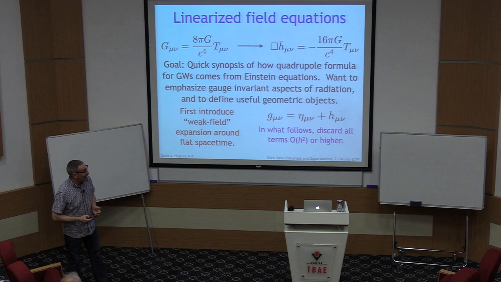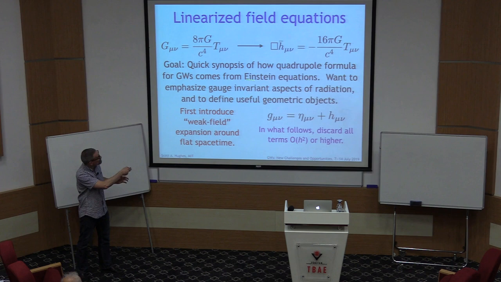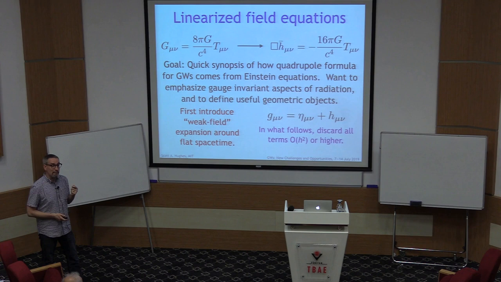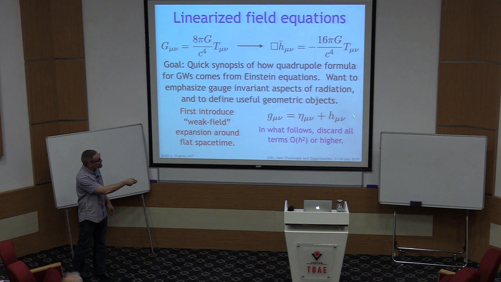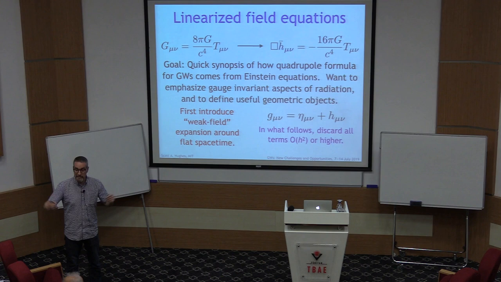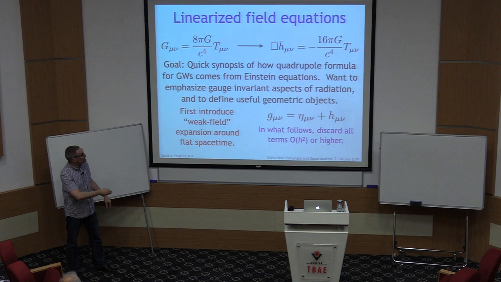A particularly important thing to do when I go through this is to emphasize important gauge invariant aspects that describe radiation. Just as in electricity and magnetism, we can choose a particular gauge which tells us about the properties of our potentials. In the same way, we can choose gauges which characterize the properties of the space-time metric, but that might just be artifacts of the coordinates and have nothing to do with the radiation that detectors can actually measure. So, once again, we're going to start with this weak field expansion.